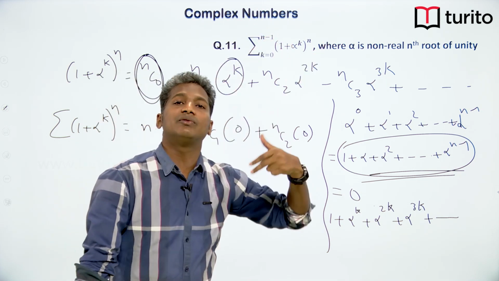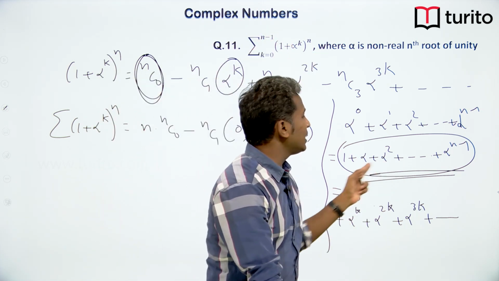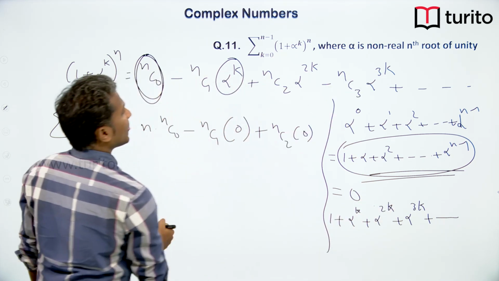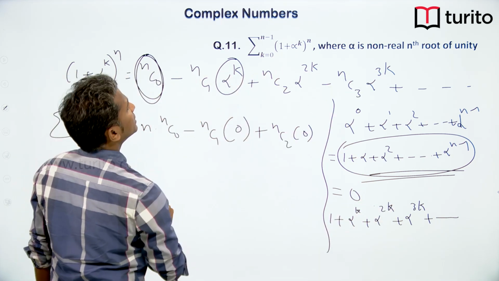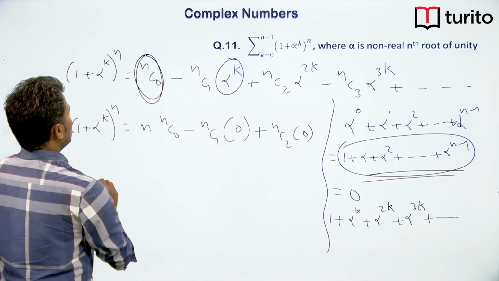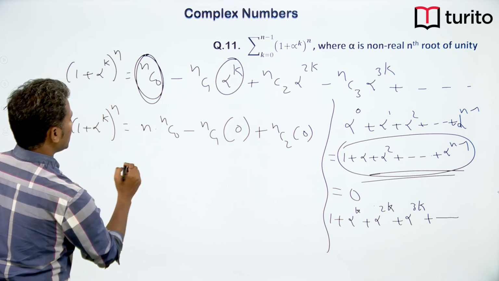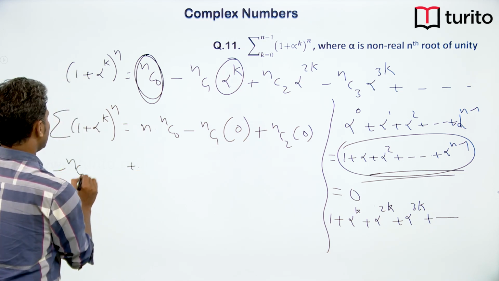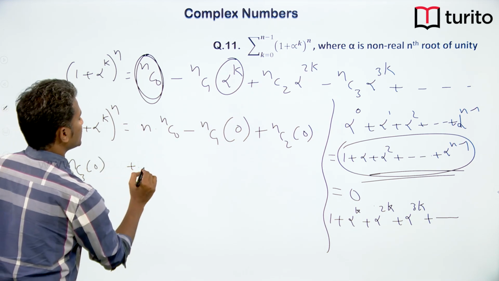If k is a multiple of n, then all of them may give 1s, but k is not a multiple of n. So, all of them will give 0, including the last term. Okay. So, here we can just simplify it like this. Let me just explain for the last term also. So, NC3 into 0 and so on.